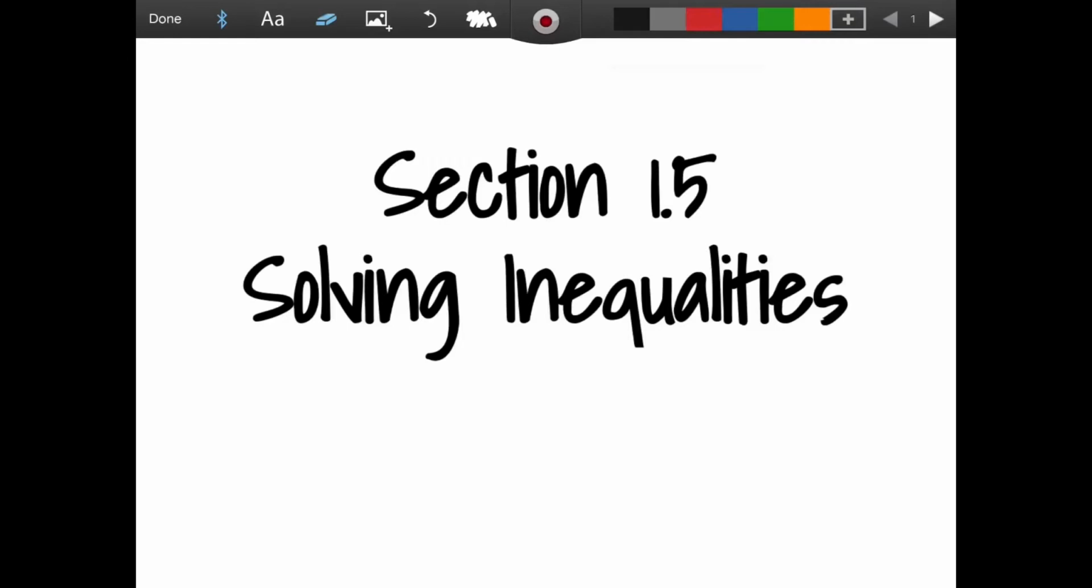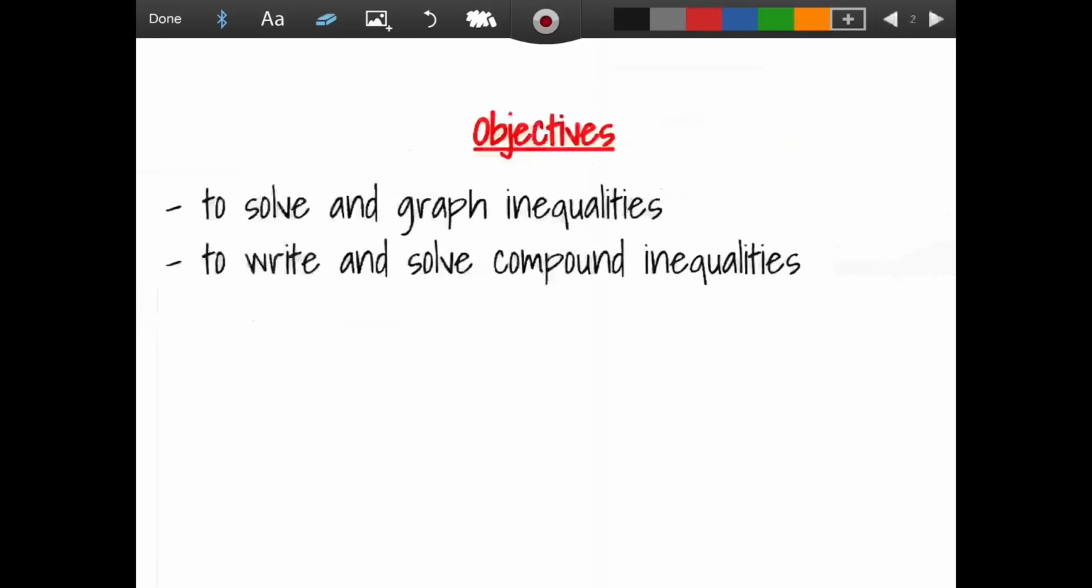Today, we're going to talk about section 1.5, solving inequalities. So last class, we talked about 1.4, which was solving equations. Now we're moving into solving inequalities. Our objectives for today are to solve and graph inequalities and to write and solve compound inequalities.